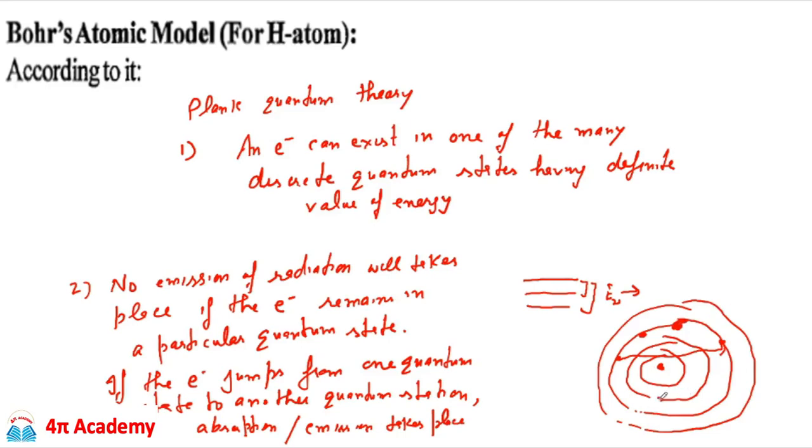And suppose one electron is in this quantum state, and when it jumps from this quantum state to this quantum state, now it has changed its quantum state. So in this case the energy of that electron will change. So how much change, that we will discuss.